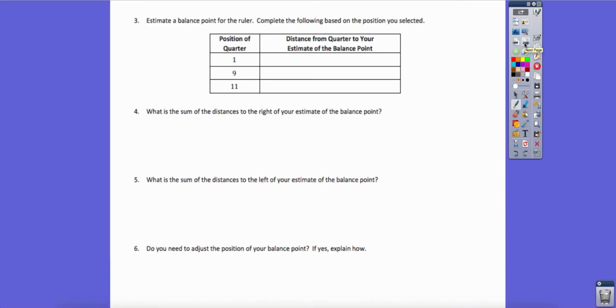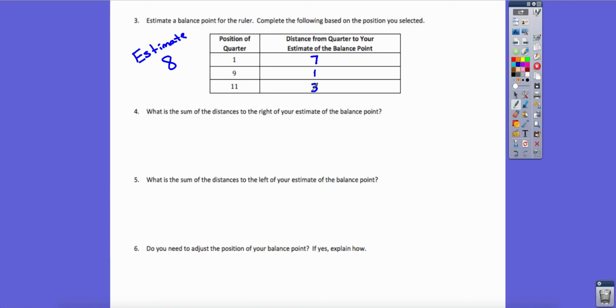So for number 3, it says estimate a balance point for the ruler. Let's say that we're going to estimate, and let's say we need to put it at 8. If the position of the quarter is at 1 inch, the distance from the quarter to 8 would be a distance of 7 units, and if the quarter was at 9, that would be a 1. And if my quarter was at 11 and I put the balance point at 8, that distance would be 3.